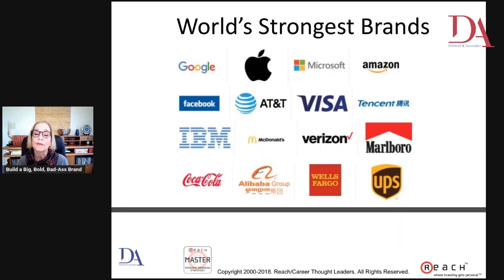Okay, so this is just a picture of some of the world's strongest brands. And what I'd like you to think about right now is whether you have an emotional reaction to any of these, because a strong brand inspires emotions.